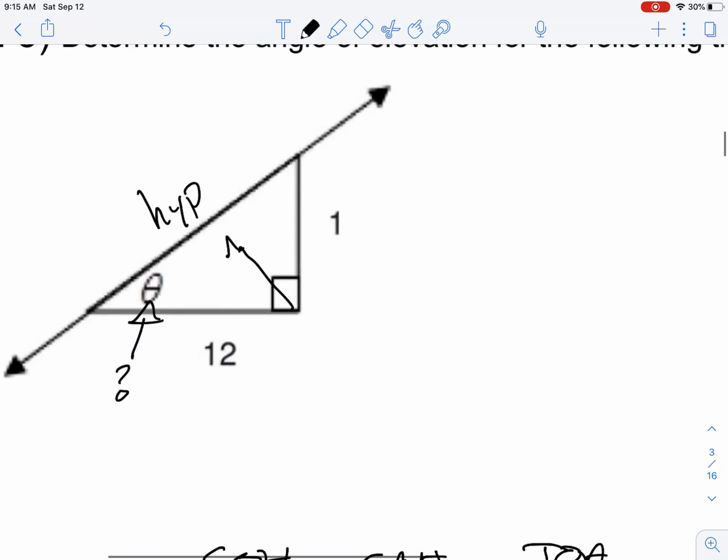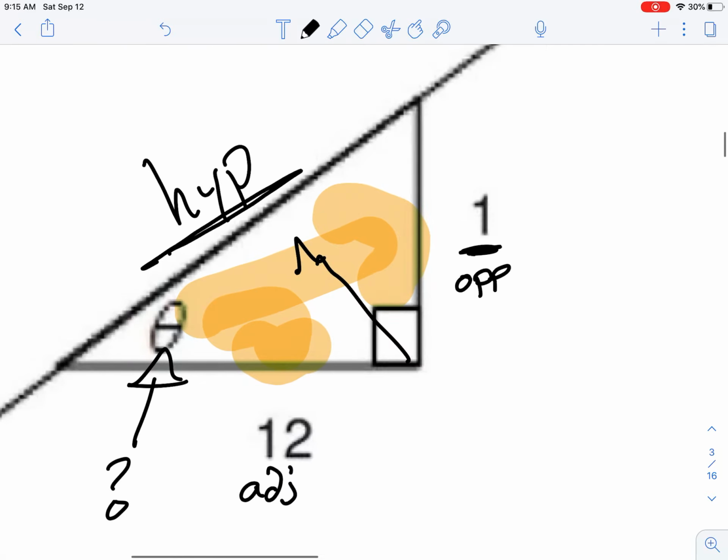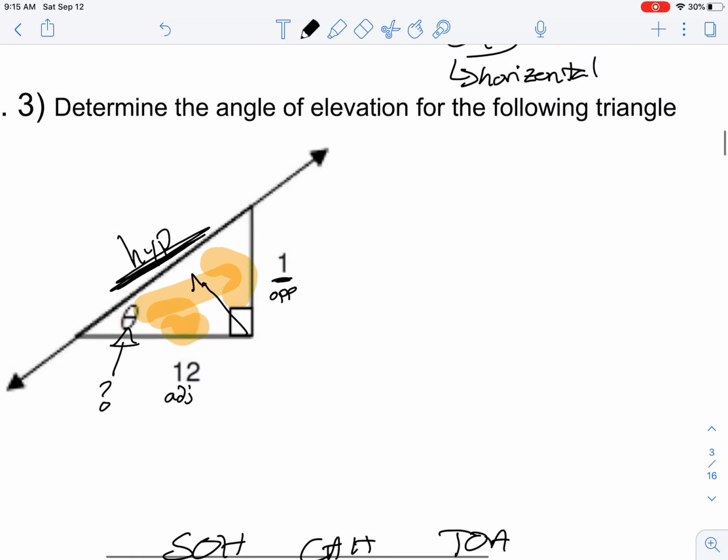Now, always ask yourself, in the perspective of my angle, what do I have? In the perspective of my angle here, I have this side length and 12. Well, in the perspective of my angle, 1 would be opposite to that angle, and 12 would be adjacent. That's why it's important to always represent your hypotenuse, because hypotenuse cannot be adjacent, okay?